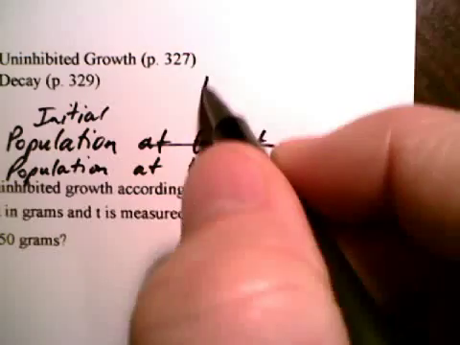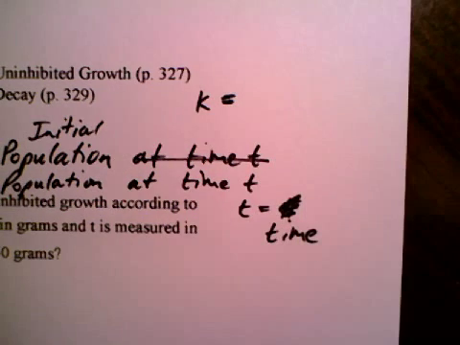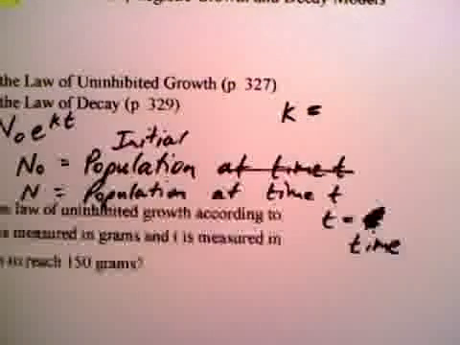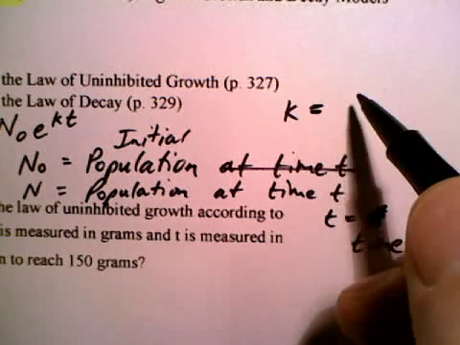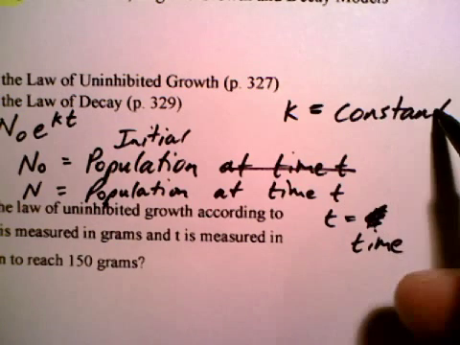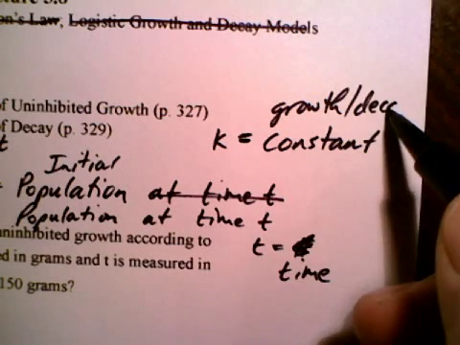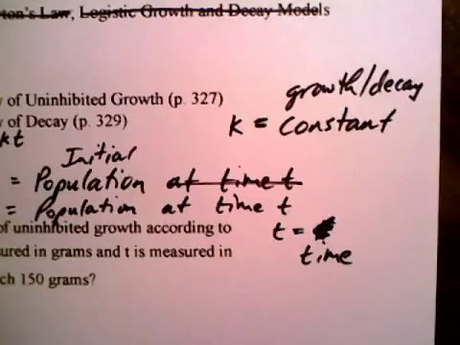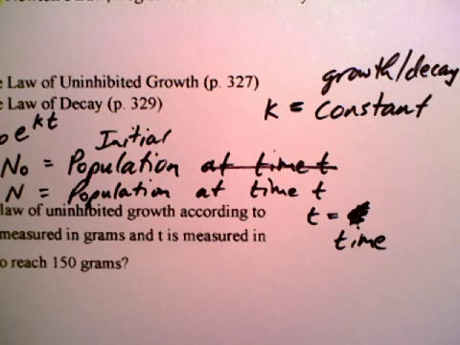And then k is just this constant that basically determines how fast or slowly this population is either going to grow or decay. We usually call it the growth or decay constant, and you'll see how that works. It's similar to the interest rate. The higher the interest rate, the faster the growth of the money. The higher the k, the faster the growth of the population. So it really is related to the same exact concept that you guys learned back in section 5.7.